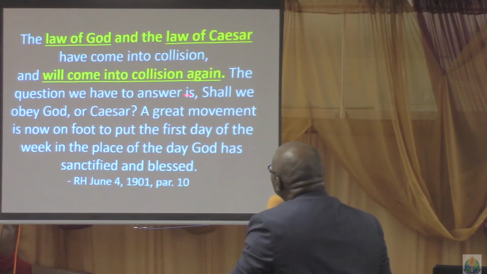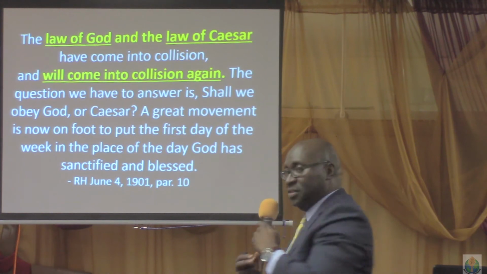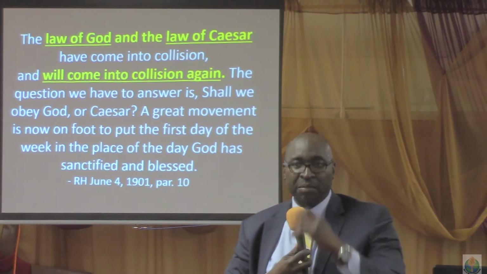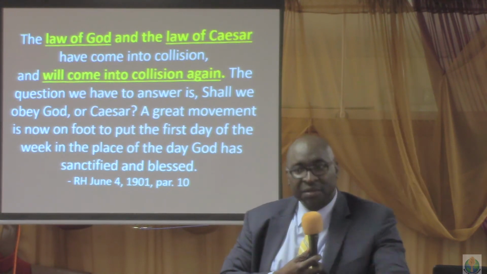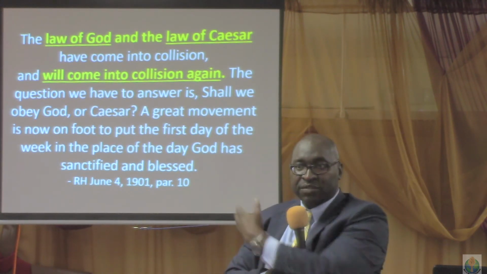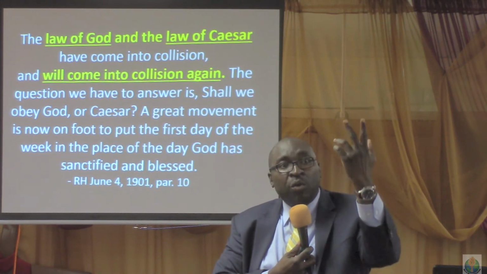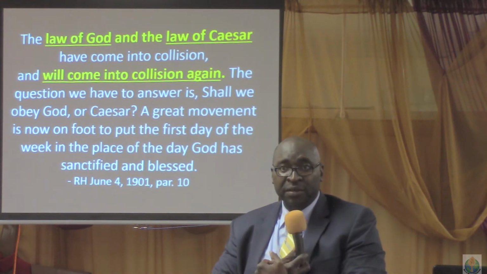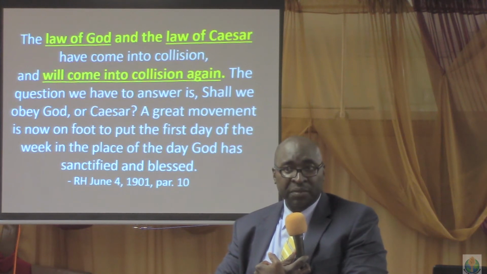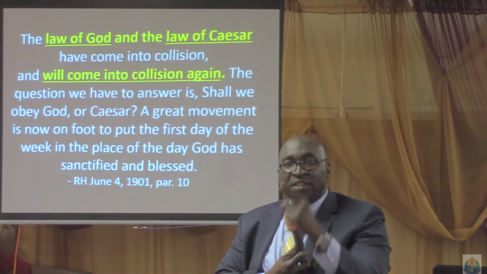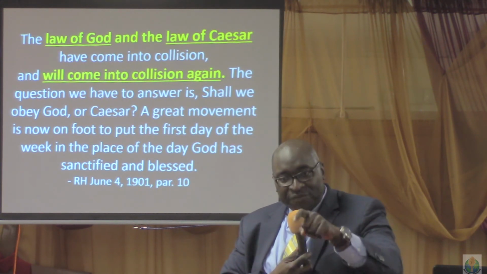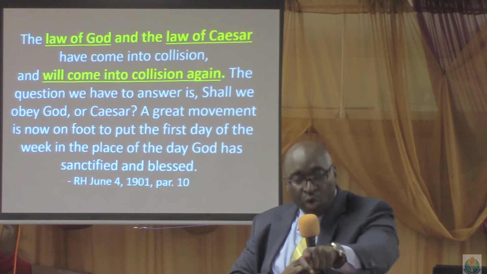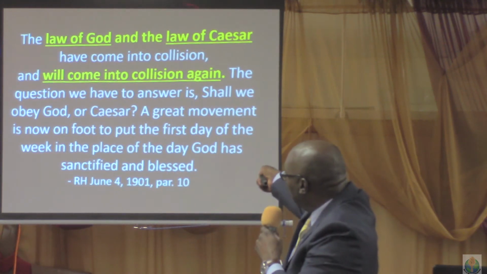The question we have to answer is, shall we obey God or Caesar? A great movement is now on foot to put the first day of the week in the place of the day God has sanctified and blessed. So does the Spirit of Prophecy say there's going to be a collision between the ship of Zion and Rome? Absolutely. In what context? The opposing laws, the Sabbath issue is a point of collision. Are you following me, friends? Have I lost anybody? No. I hope not. So let's go one more time. After the work of intercession between the living and the dead, this Seventh-day Adventist ship, this ship of Zion, will collide with Rome. How so? Collision between the law of God and the law of Caesar.